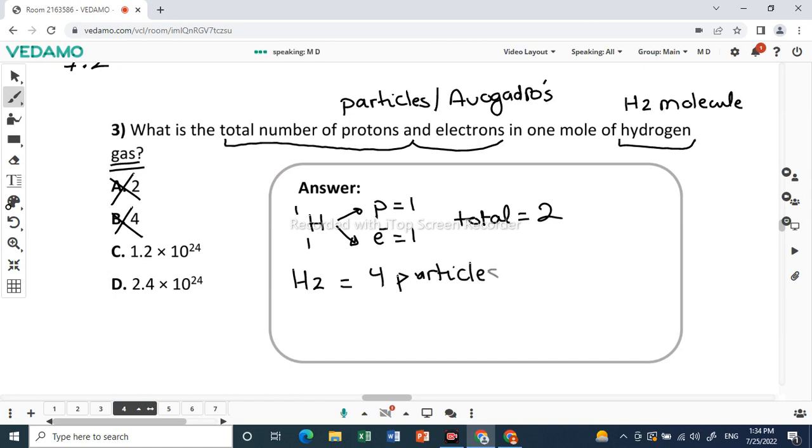Now I've got one simple step, which is 4 multiplied by Avogadro, and your final answer would be 24 times 10 to the power of 23. Writing this into a correct scientific notation, your answer would be D, which is 2.4 times 10 to the power of 24.